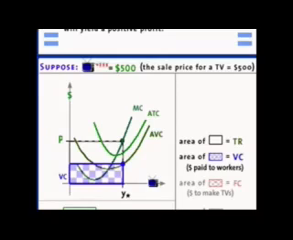What's left over is the difference between total revenue and total cost. And that is, by definition, the profit of the firm.